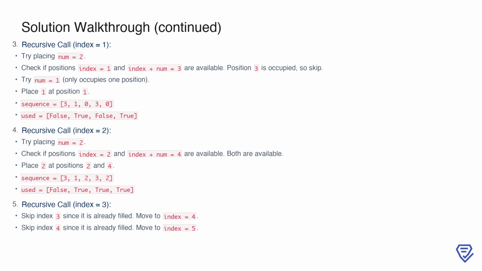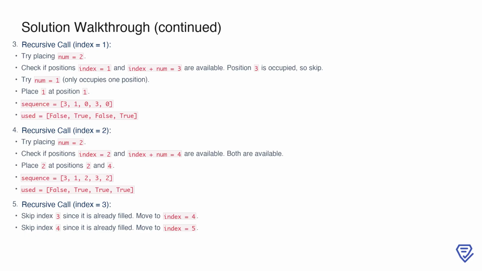Moving to index equals 2, we now try placing number equals 2 again. Positions 2 and 4 are available, so we successfully place 2 in these positions, resulting in the sequence 3, 1, 2, 3, 2. The used array is updated to reflect that 2 has been placed.